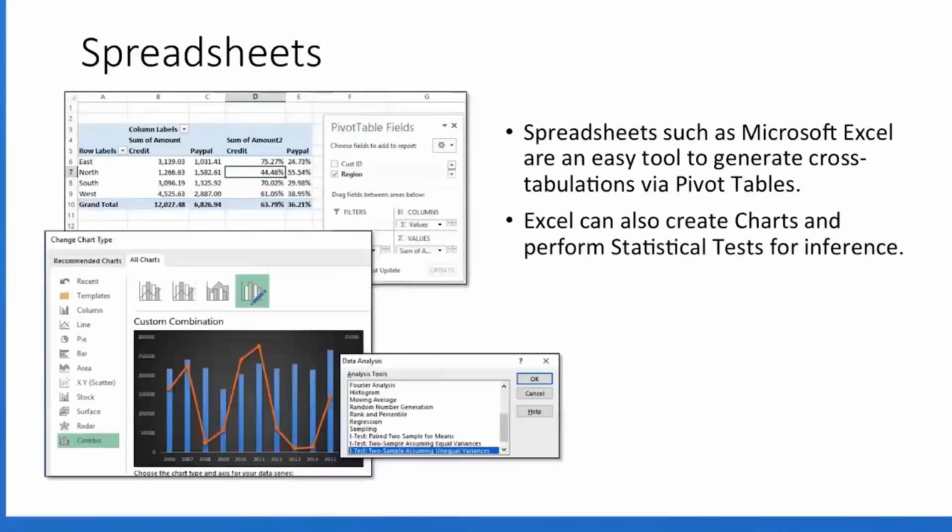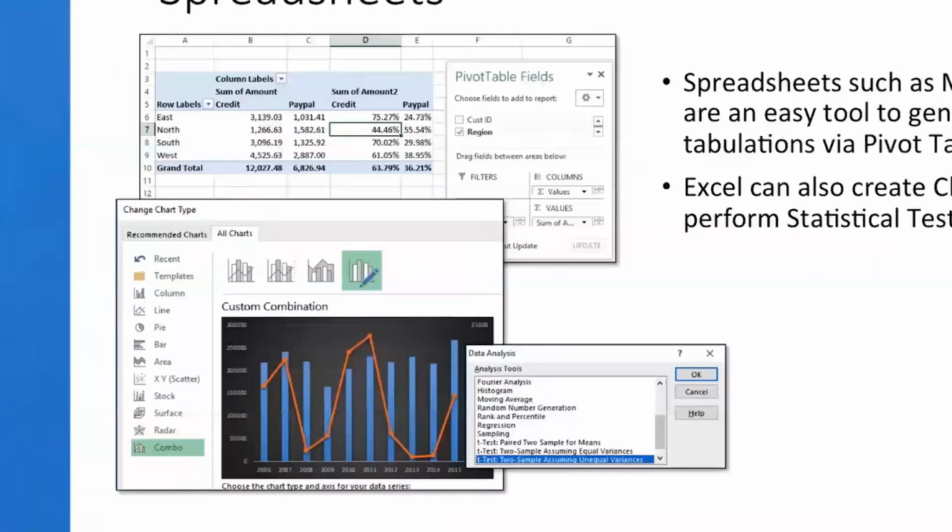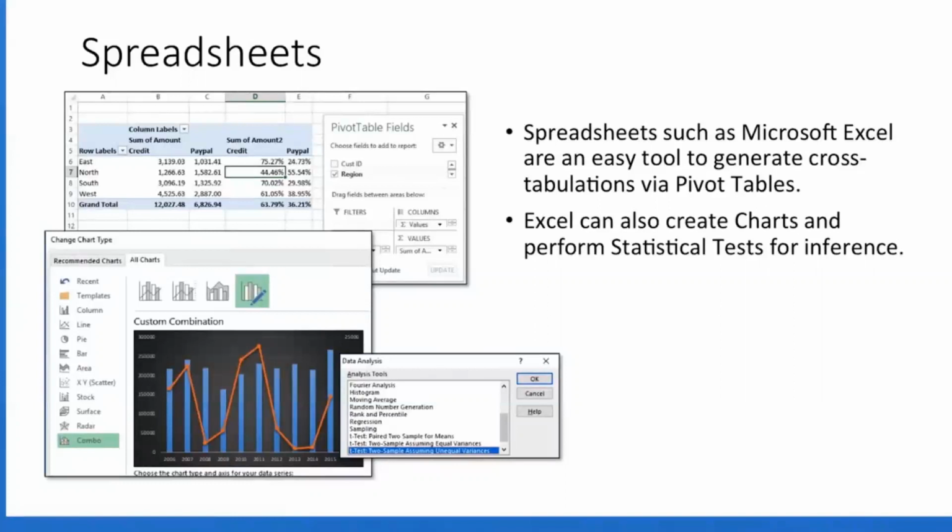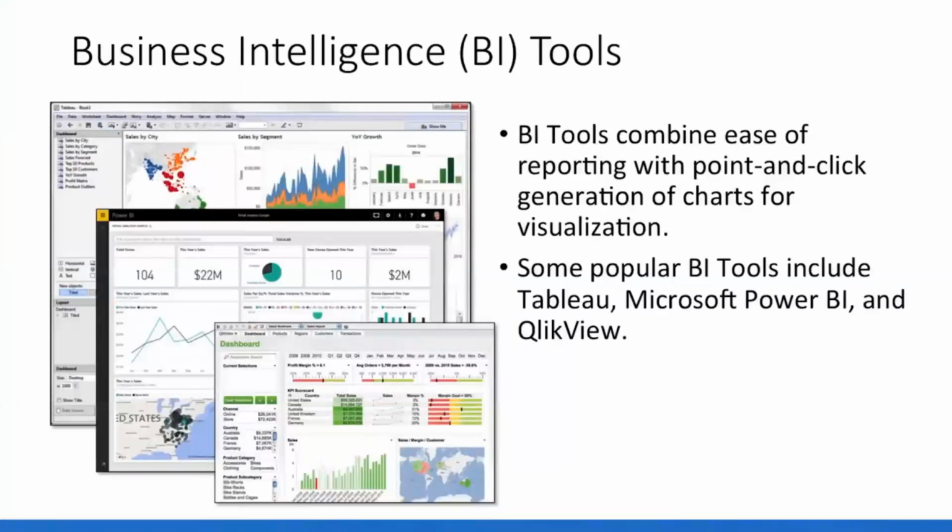A lot of people don't know, but Excel, as a spreadsheet, has very, very powerful descriptive analytics tools. Not only can you do data aggregation and summarization using a pivot table, but it has a wide range of charts that you can use to visualize it. In addition to that, Excel also comes complete with a lot of statistical tests which you can immediately use for inference, just like the correlation test and the t-test we discussed earlier. BI, or business intelligence tools, are ways to combine the charts that you can get from Excel with a friendlier point-and-click interface. Some popular BI tools include Tableau, Microsoft Power BI, and QlikView.